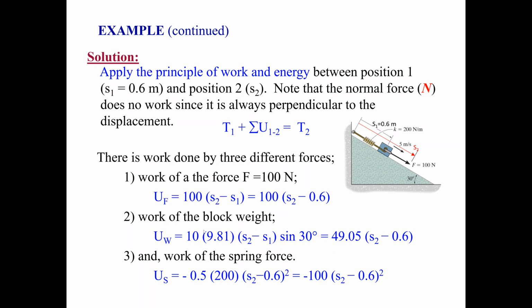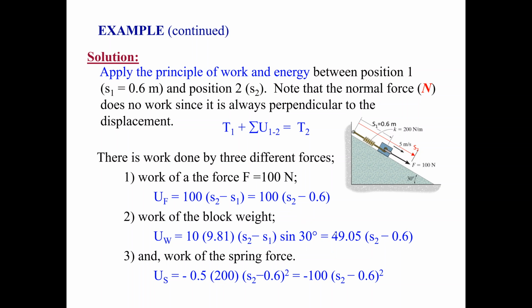The second part is the work of the block weight. Here is the weight of the block, which is 10 kilograms times 9.81 meters per second squared, and then the distance that it's traveled downward. Here we have our 30-degree angle. One way to think about it is having another parallel line here. It's going down 30 degrees, and here's the distance, my delta S. The distance from here to here, which is what's in between the parentheses, times the sine of 30 gives you the actual vertical distance that it's traveled.